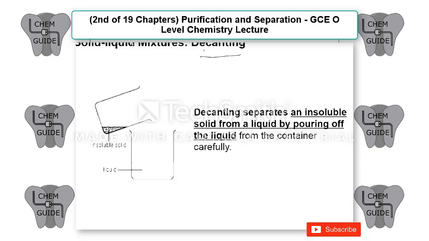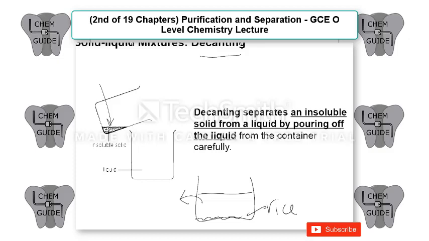Decanting is quite simply the pouring away of the water from an insoluble solid. For example, when you wash rice with water, you have your water and you have your rice. How do you get rid of the water? You simply pour away the water. You pour the water out of your rice pot. So this is called decanting.